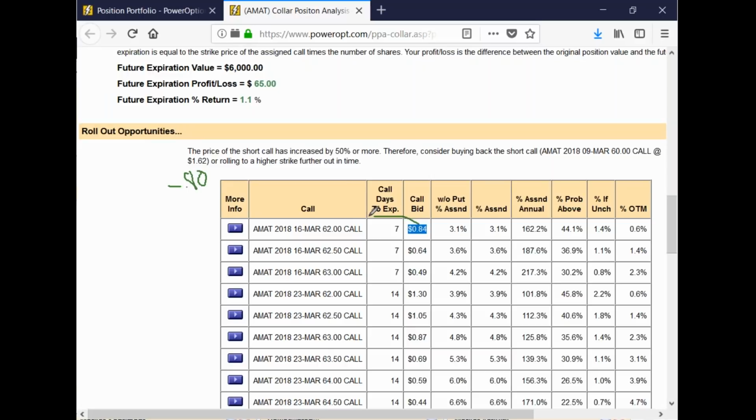We'll get another 84 cents by selling the March 62, but it's going to cost us $1.62 to close our in-the-money call right now, the 60 strike for this expiration. But the percent if assigned moves up because we're moving from potentially being assigned at 60 to 62. Now, what I'm doing here, Paul, is this is just showing me the calls to avoid assignment. It's not showing me rebracketing the collar.